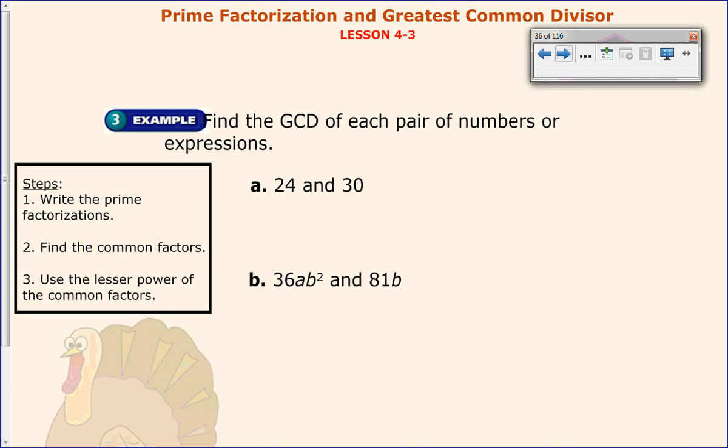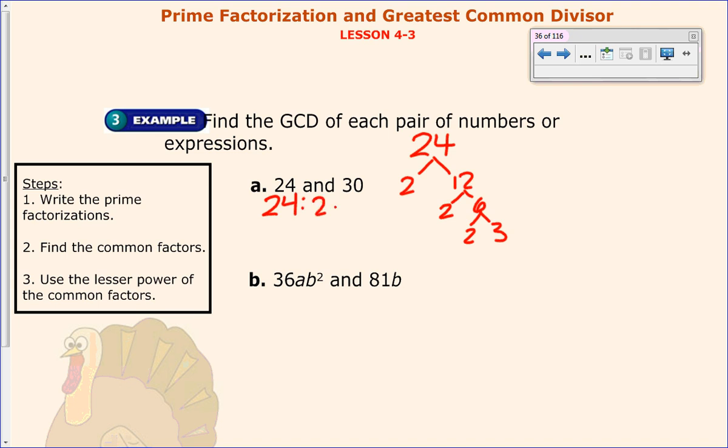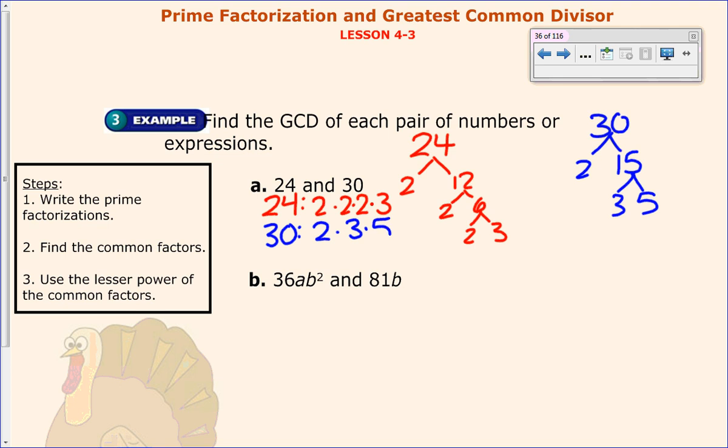All right, so let's check A here. I have 24, which is 2 and 12, which can be broken up into 2 and 6, which can be broken up into 2 and 3. So 24, I have 2 times 2 times 2 times 3. All right, and then I can check 30 and do the same. 30, I can be broken down into 2 and 15, and then 3 and 5. So 30, I have 2 times 3 times 5.